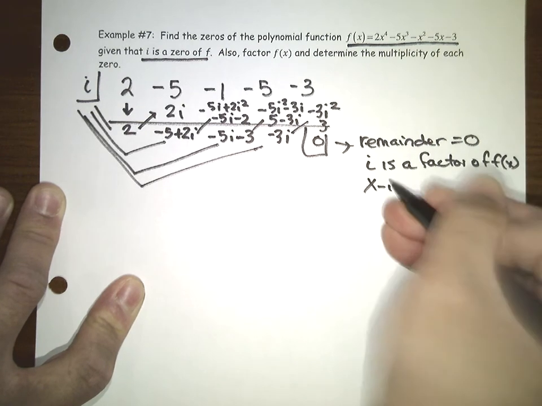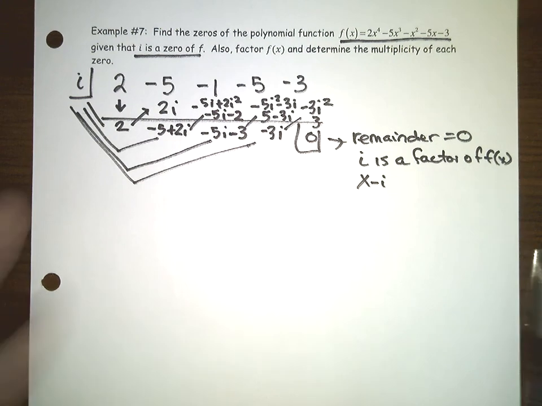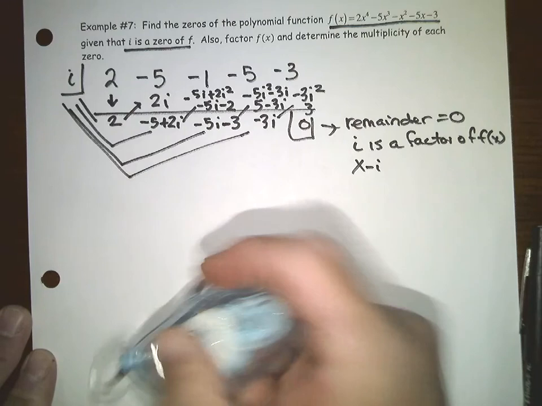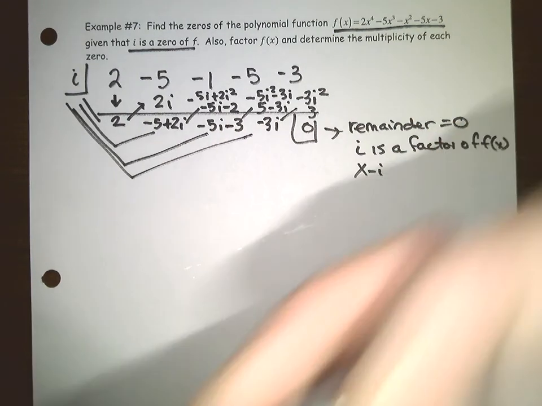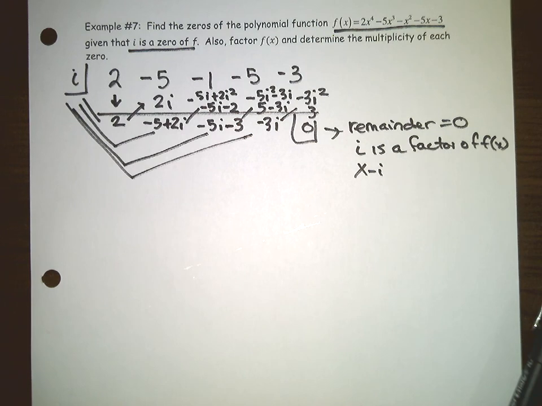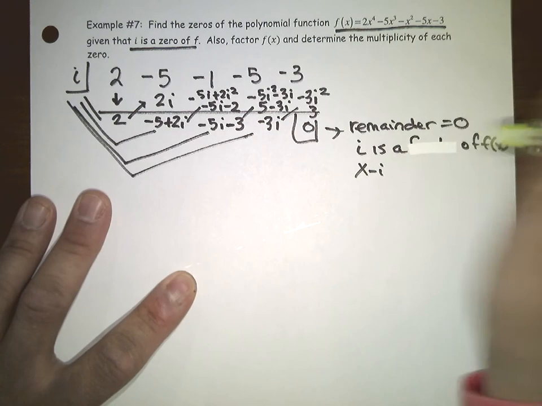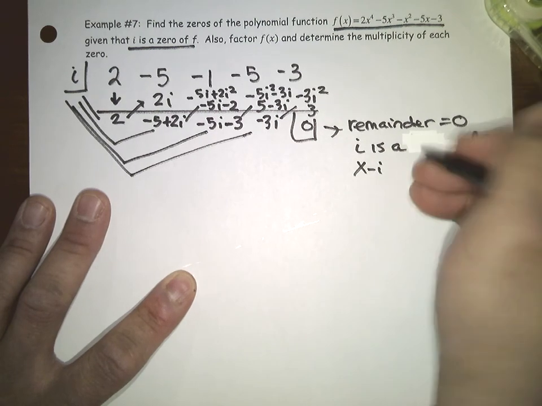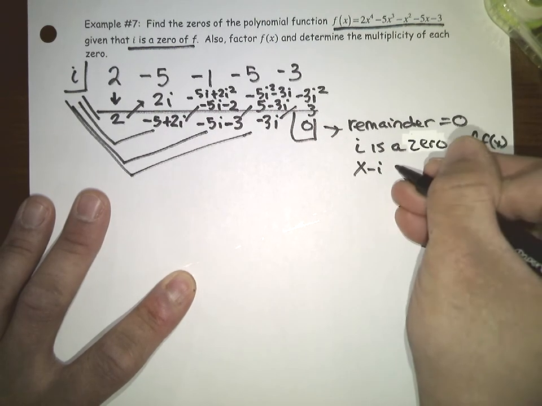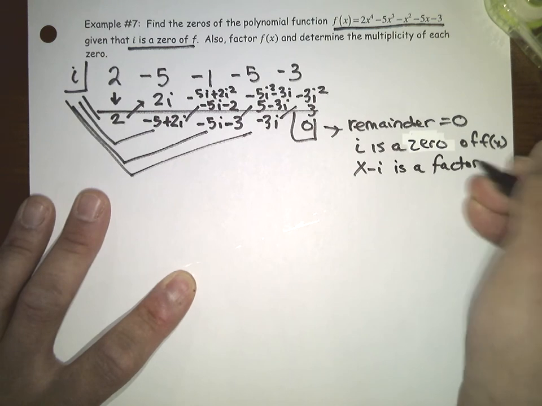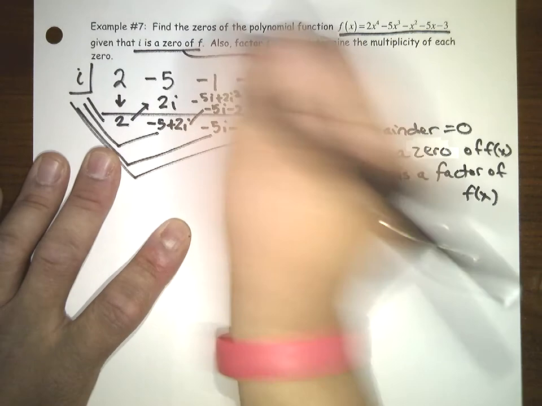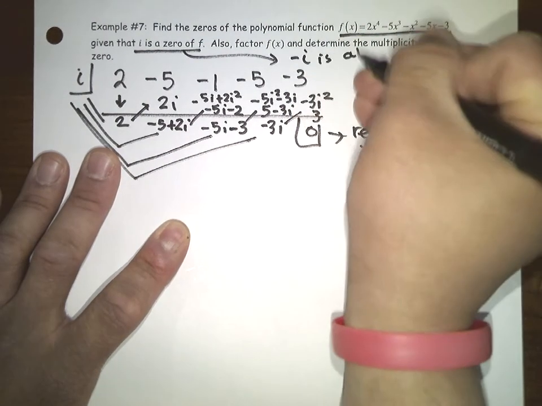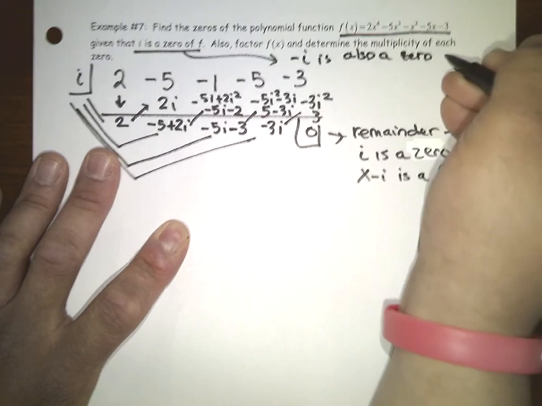And so x minus i. Actually, I want to say that's a zero, not a factor. Okay, so this should be: i is a zero of f of x, and x minus i is a factor of f of x. So then the other thing that you know is that since i is a zero of f of x, negative i is also a zero of f of x.